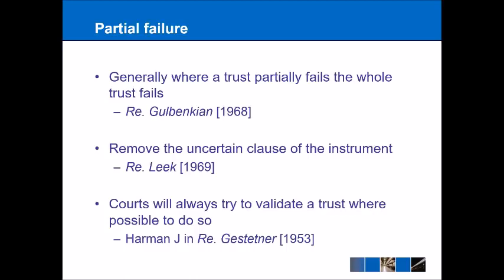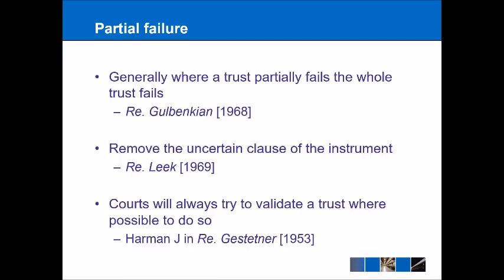Now, finally, before we finish, it's worth looking at what happens when there's a partial failure. So we saw the is or is not test in Re Baden, and we said that generally where a trust partially fails because of, say, uncertainty about that 1% of people, then this causes the entire trust to fail. But something that we've hinted at and talked about throughout this lecture is that the courts are going to be very unlikely to try and do this. They're always going to try and help make a trust instrument work. And that was backed up by Justice Harman in Re Gestetner, 1953.